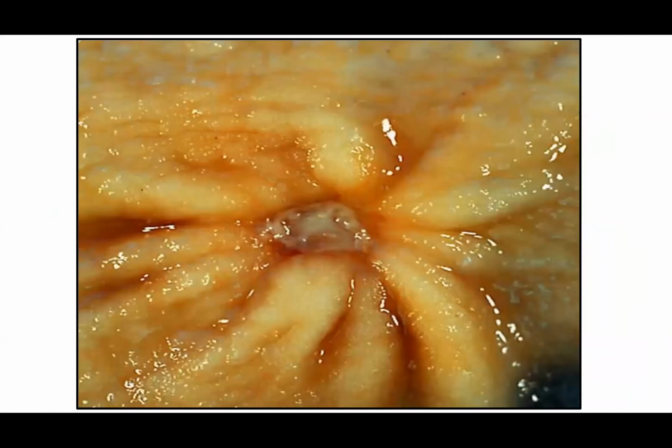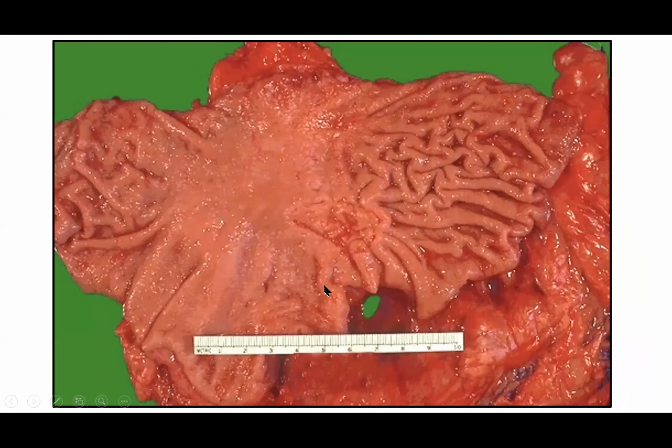If you compare this, here the rugosities are converging right up to the ulcer. It's a clean cut ulcer. But if you look at this, you see there's effacement in this region. You do not find any rugosities in the area of the ulcer. So in benign, there'll be rugosities converging into the ulcer, whereas in malignant, there is effacement of the rugosities in the vicinity of the ulcer.